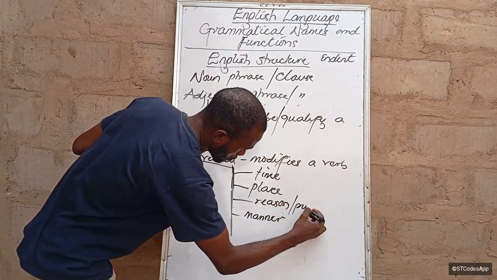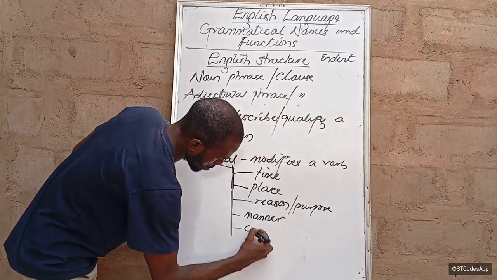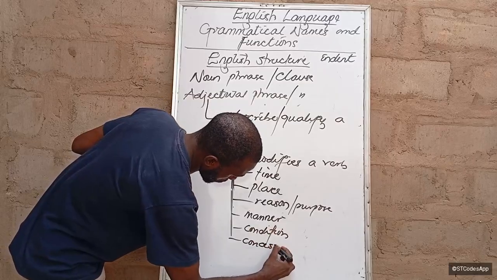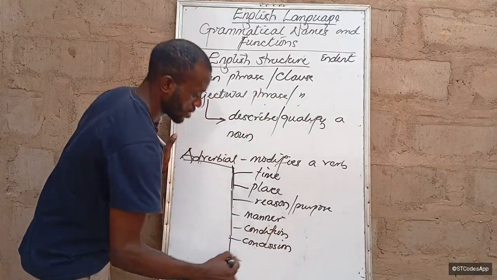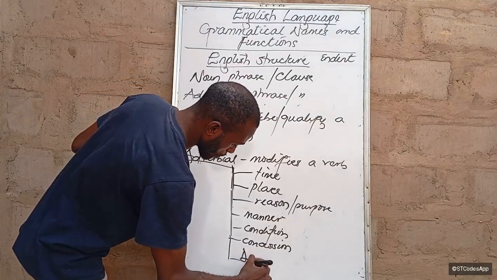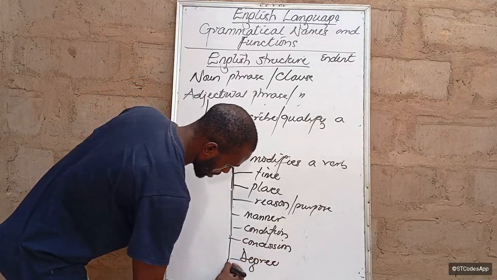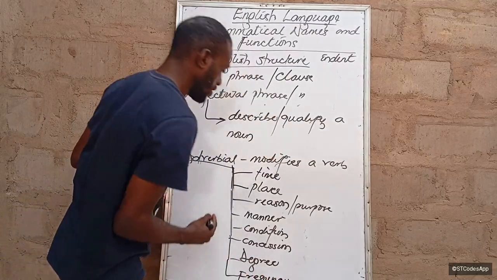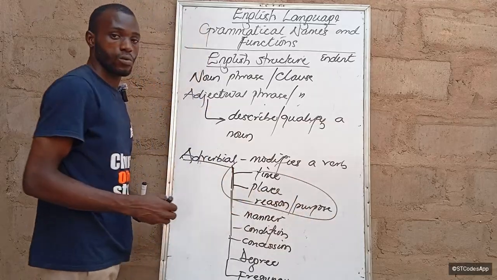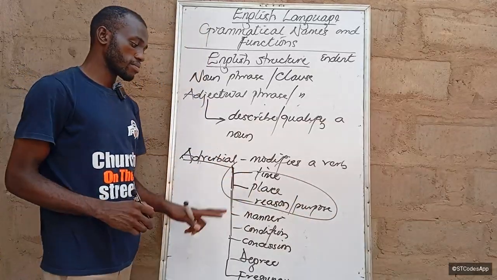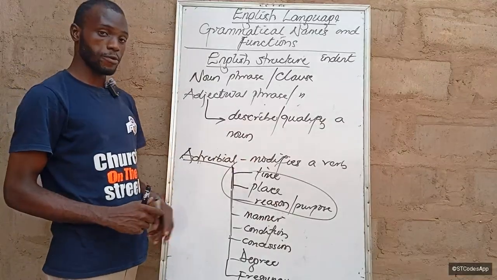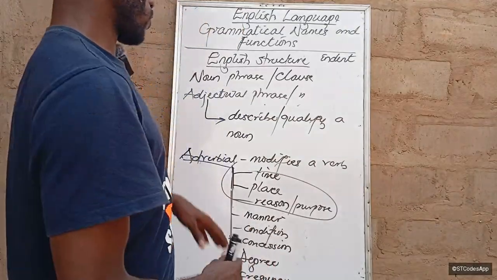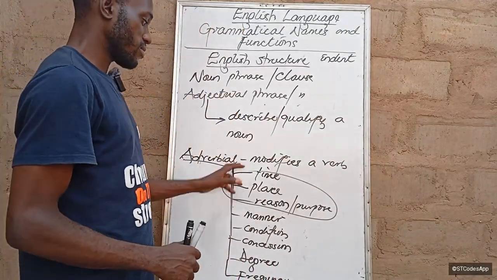Okay, reason or purpose. We have condition, we have concession, and we have degree also, and frequency. So now, for the purpose of WAEC, we need only these three: time, place, reason or purpose, the manner, condition, concession, degree, frequency. So these are the functions.